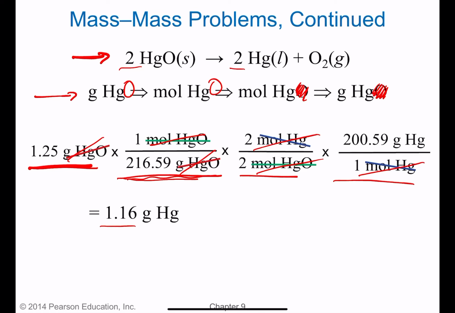Just verify that this is the answer you get typing these things in. So 1.25 divided by 216. This is pretty much just 1 because 2 divided by 2 is 1, and then times 200. You should get a value close to that.